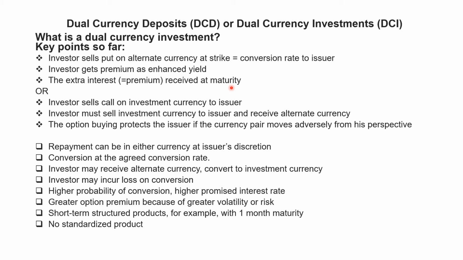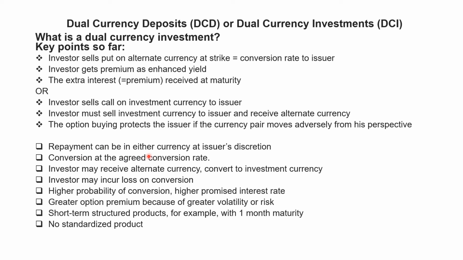While we discussed that DCIs or DCDs involve a short put on the alternate currency, it could instead have a short call on the investment or the placement or the original or the base currency. That is, the investor must sell the investment currency to the issuer and receive the alternate currency. The issuer buys the right to buy the investment currency from the investor at the conversion rate and sell the alternate currency to the investor. However, the option buying protects the issuer if the currency pair moves adversely from his perspective.